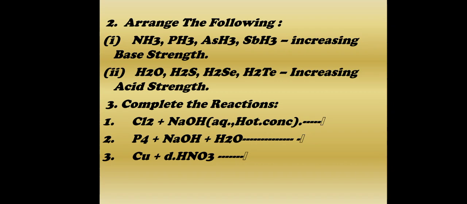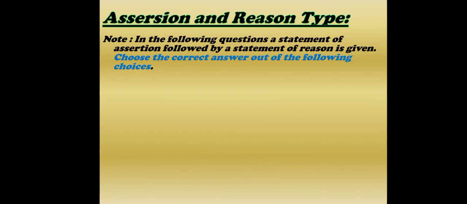That means the bond length. The larger the bond length, the more easily hydrogen will be released, and the more acidic it will be. It's your assignment, you will write the answer. Complete the reactions: how chlorine reacts with NaOH, phosphorus with NaOH, copper with dilute HNO3 or concentrated HNO3.